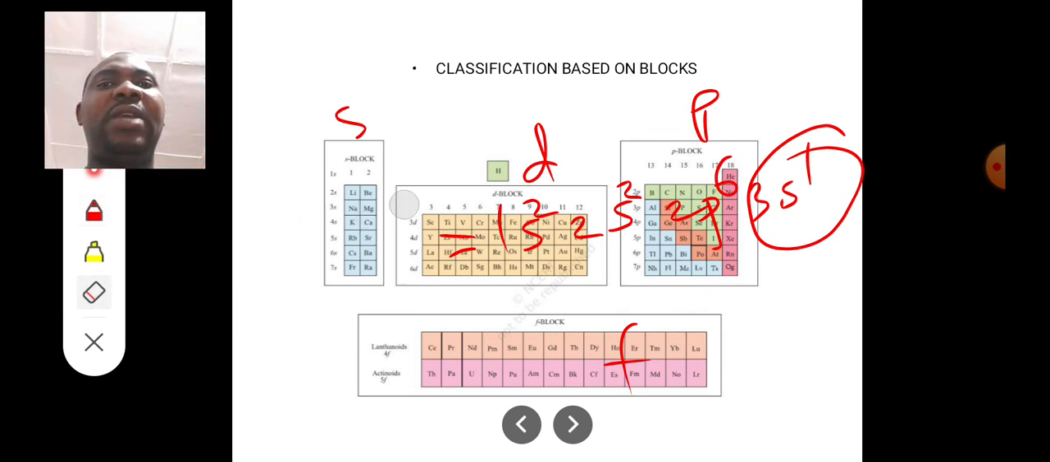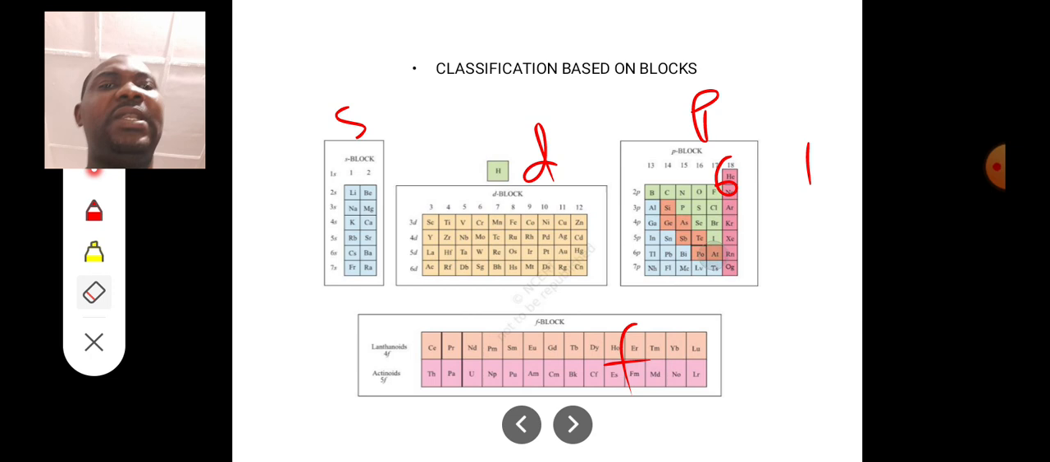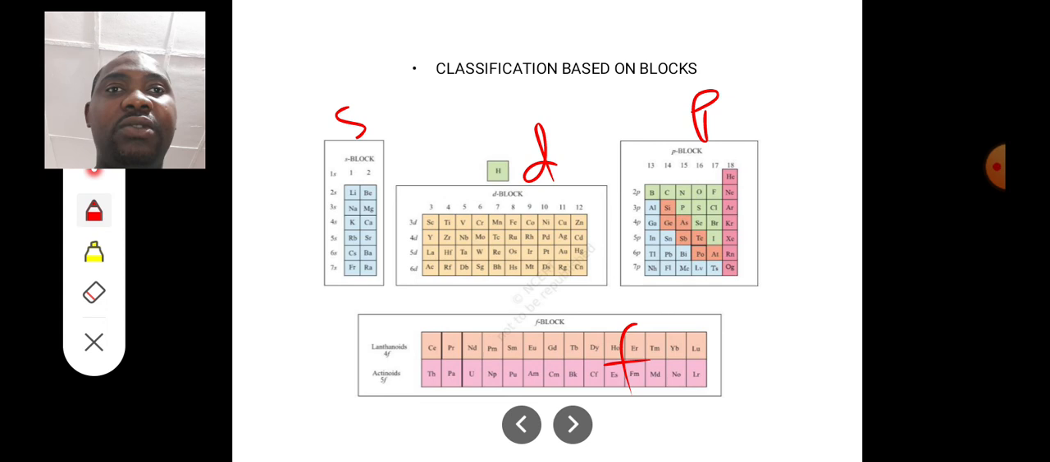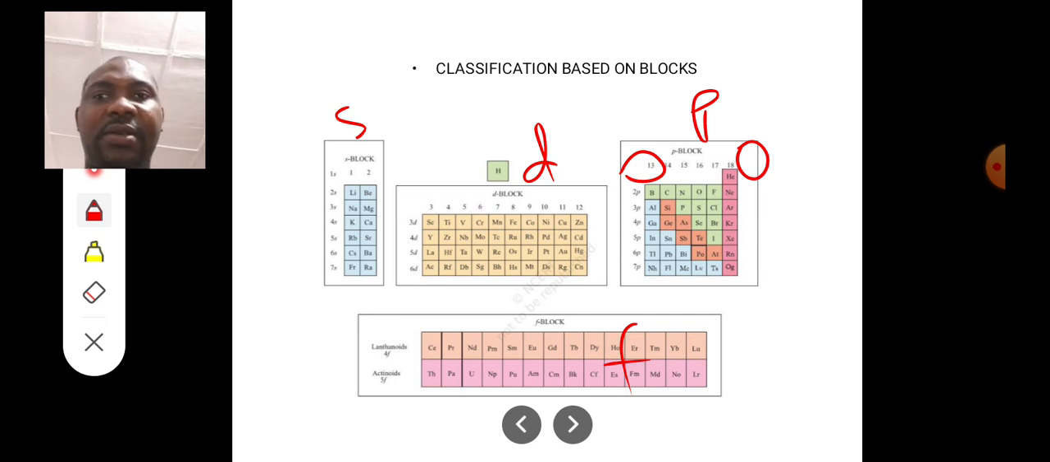Now, what is a P block element? A P block element is an element whose configuration ends with P. Better still, if you look at the periodic table, you can see that P block elements are elements from group 3 to group 8. You can call it group 13 to group 15, or group 3B to group 8B, whichever one is correct. But just know that any element whose configuration ends with a p orbital is a P block element.